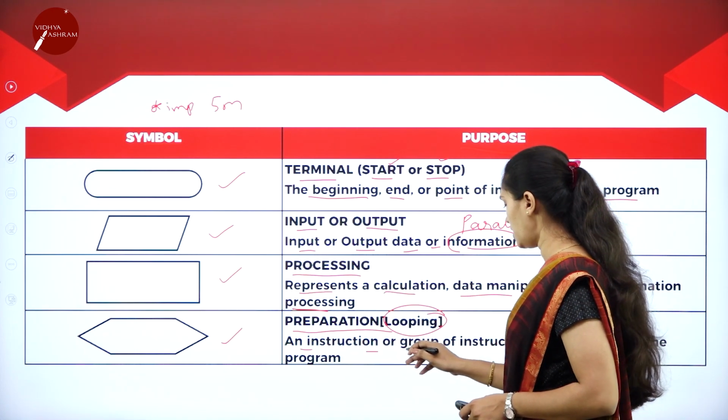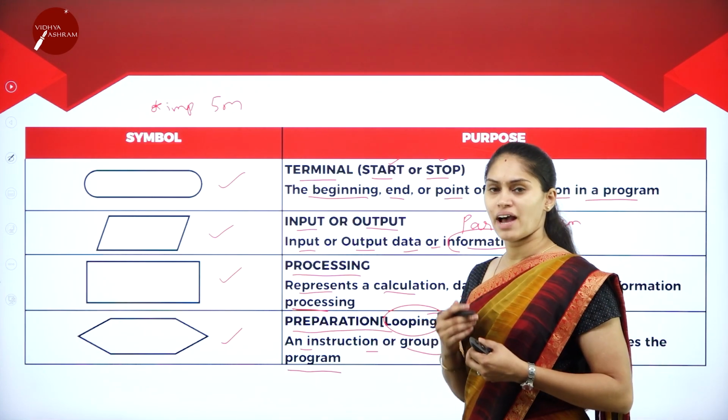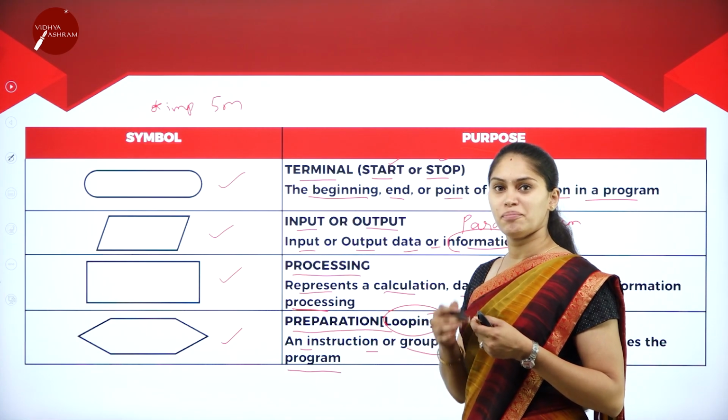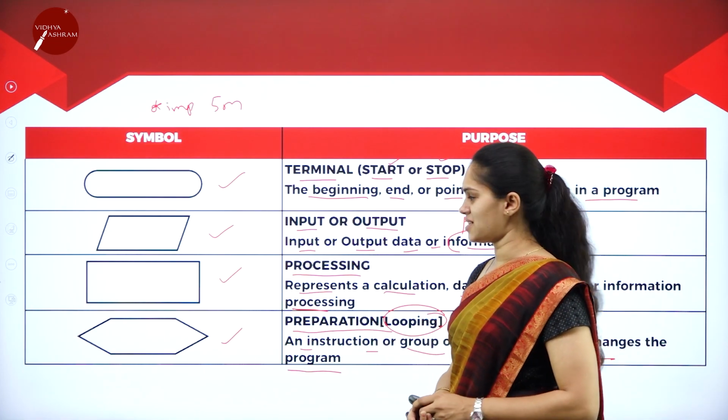An instruction or a group of instructions which changes the program. So I have a set of conditions that needs to be repeated more than one time. At that time, we are going to use this looping symbol.